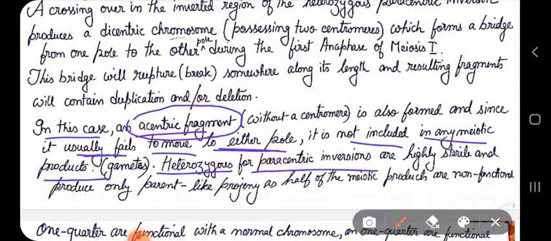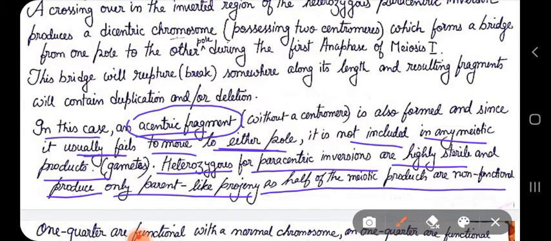Heterozygotes for paracentric inversion are highly sterile and produce only parent-like progeny, as half of the meiotic products are non-functional. It is very serious that if crossing over occurs in heterozygous paracentric inversion, we will form a bridge-like structure, and that bridge will eventually break, leading to chromosomal products distributed among the gametes such that half of the gametes are non-functional while the other half are functional and will bear only parent-like progeny, with parent-like features.